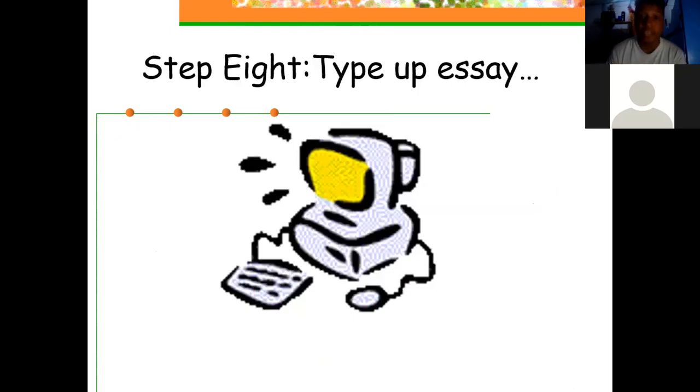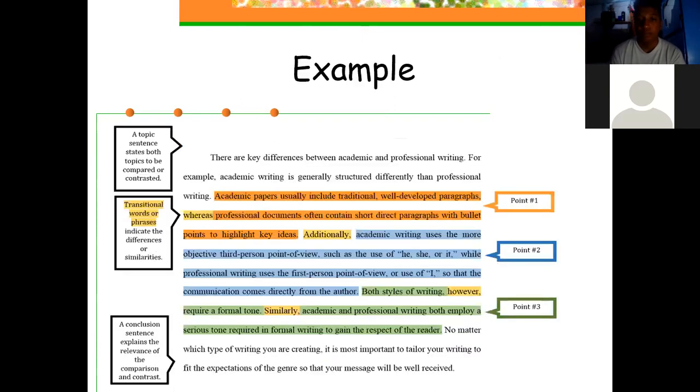Step 8 is tie up your essay. For example, in another topic sentence, a stable topic could be compared and contrasted, right? Point 1: use transitional words or phrases to indicate a difference or similarity. For example, academic papers usually include traditional well-developed paragraphs, whereas professional documents often contain short, direct paragraphs with bullet points to highlight key ideas.